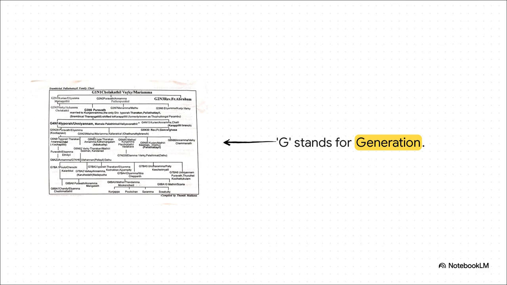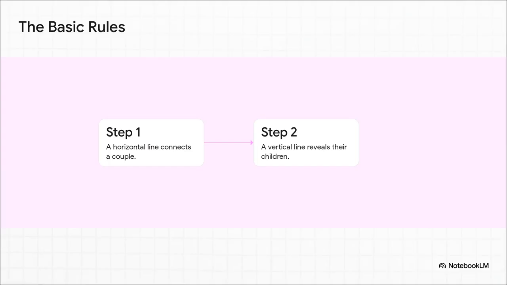Okay, the very first key is the letter G. It's super simple. It just stands for generation. So G1, that's the very beginning. G2 represents their children. G3, their grandkids, and, well, you get the picture. It's the one thing that anchors us in the family's timeline. And everything else just follows two basic rules. A horizontal line that connects a couple, a vertical line that drops down from them. That line points to their children. That's it. I'm serious. With just those two simple lines, this entire massive history just unfolds before your eyes.